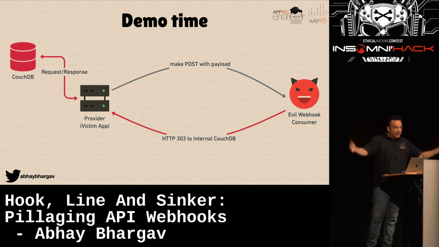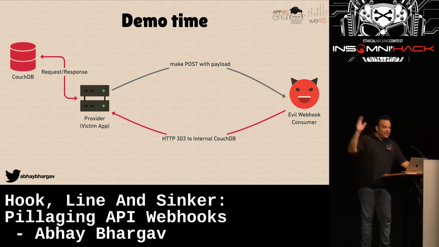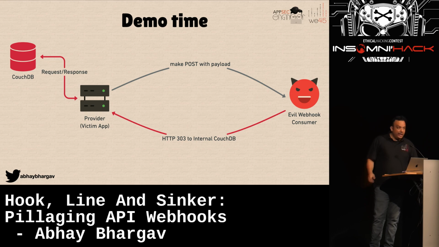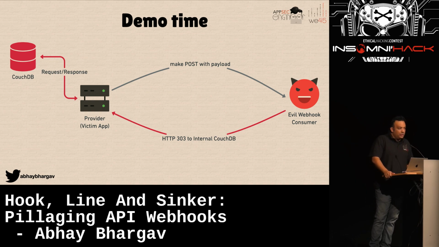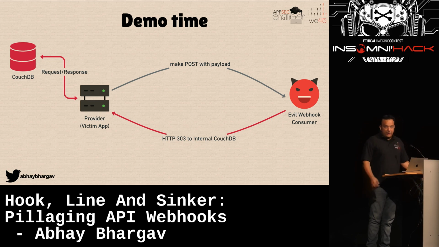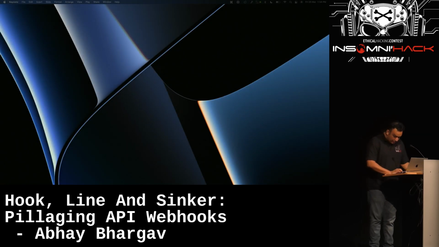CouchDB is pretty popular with a lot of applications that need basic key value functionality. In this case, we have our application, which is the webhook provider, and we have the consumer, an evil webhook receiver. Our consumer is going to redirect our provider to an internal URL, in this case CouchDB, and we're going to be able to exfiltrate some database information, some users, etc. from the CouchDB database. That's basically what we are going to do.